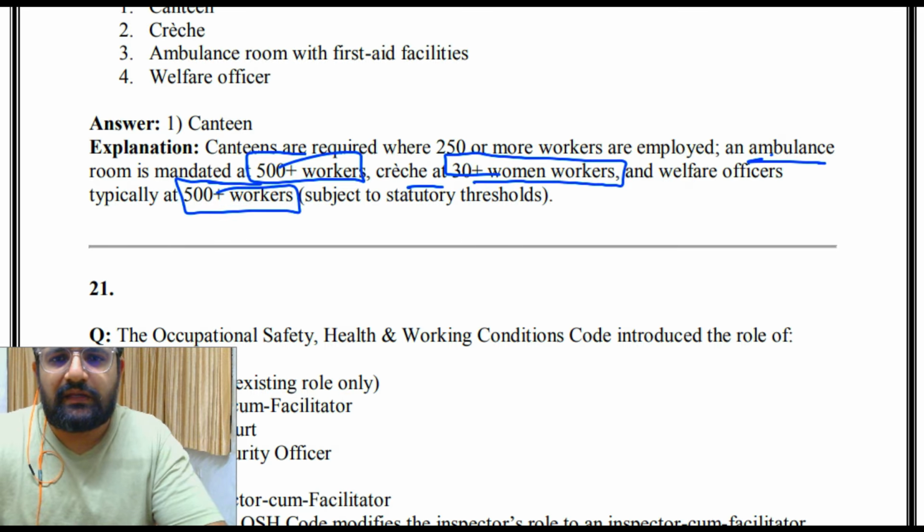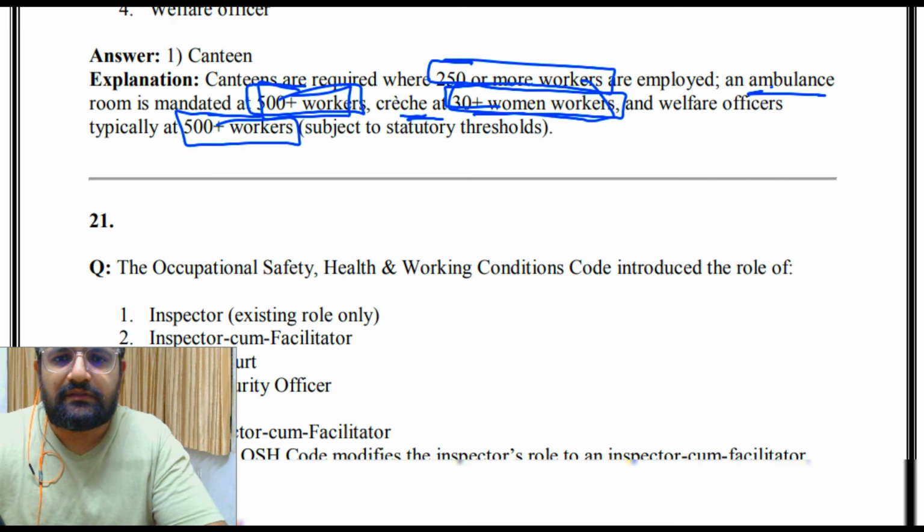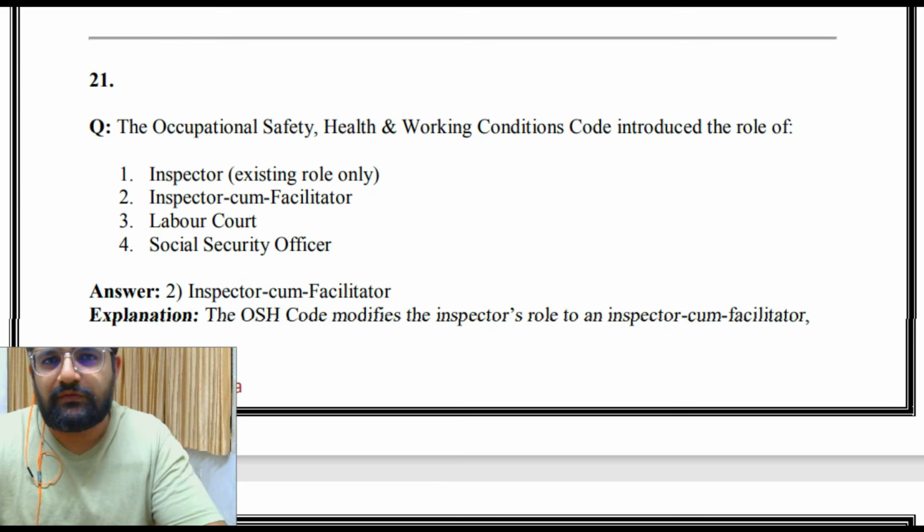तो सबके लिए क्या क्या conditions हैं, that also we have seen. For canteens 250 or more, for ambulance we have seen 500 plus, that is 500 plus workers, then crèche 30 plus women workers, and for welfare officers 500 plus workers. So you have to keep in mind all of these conditions for different categories.